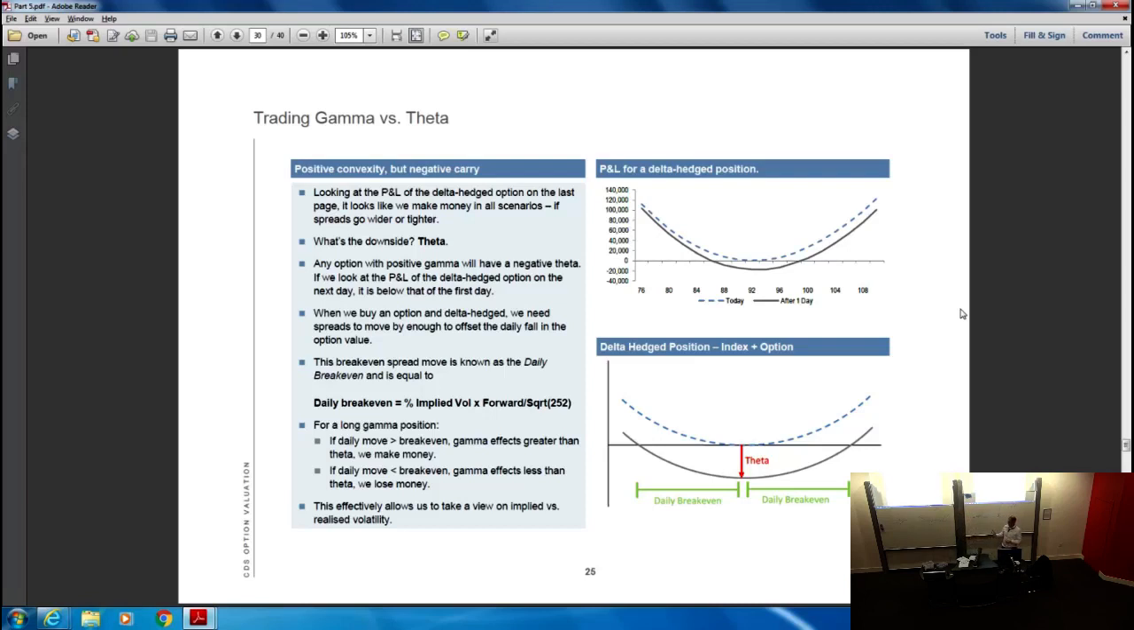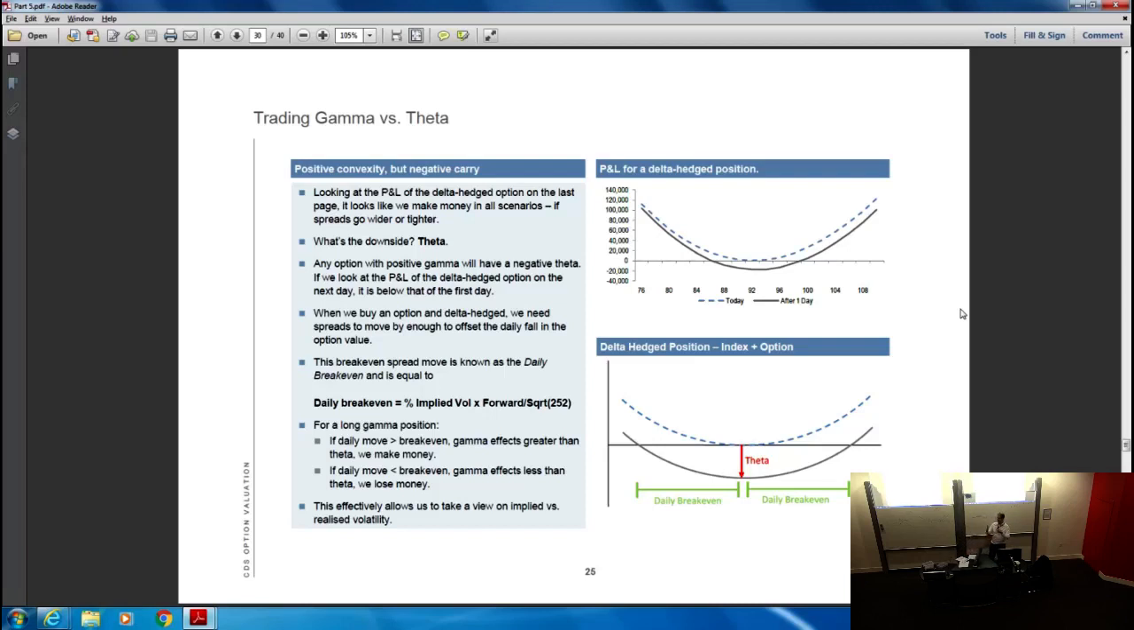So the cost, as I said, of having this positive convexity, of having this nice chart that looks like that, is that we have to pay away the theta. So the cost of gamma is basically theta, and that's what people talk about when they talk about delta hedging, they're basically doing a trade-off between the gamma of the option and the theta of the option, right?